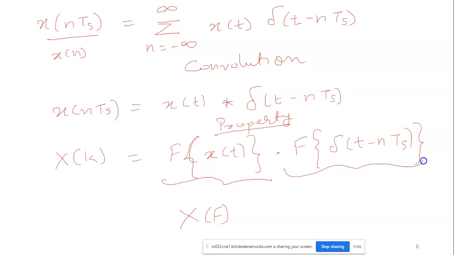Now we can apply another property of the Fourier transform again. This is shifting in time. Okay, so the time shifting property we can apply over here. So the entire equation will become X(f) into fs summation n goes from minus infinity to infinity delta(f minus n fs).